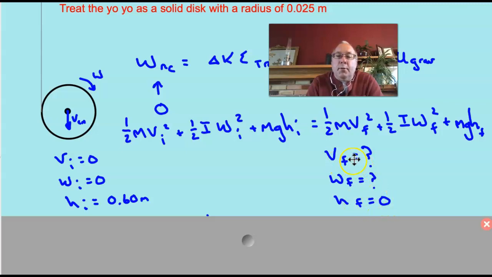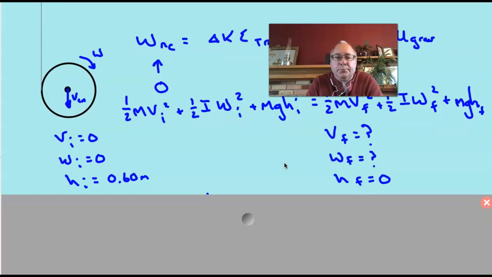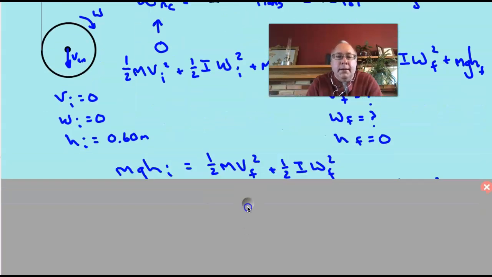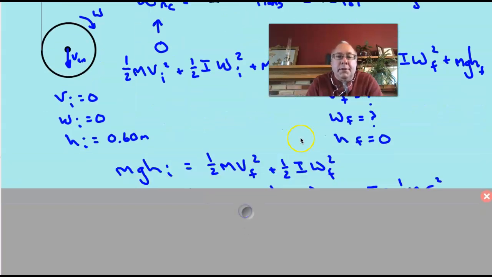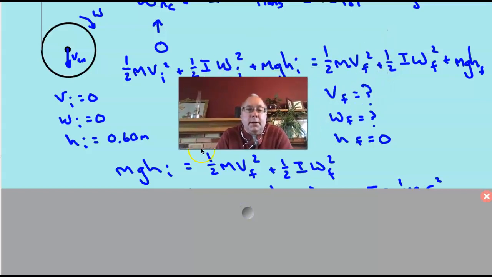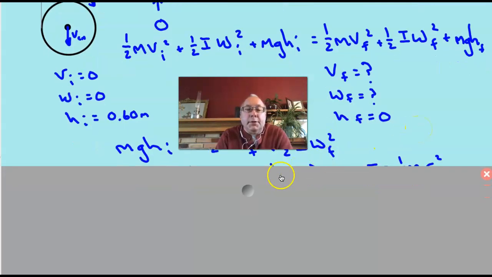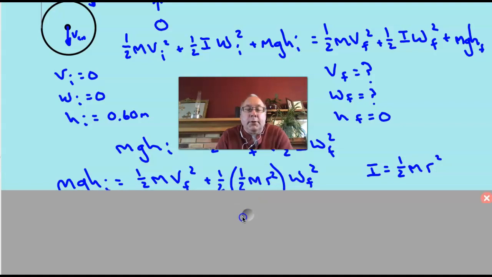The question might be, what's the final velocity? And what's the final angular velocity? So how can we get there? As you can see, it's not too bad in terms of substituting these variables in. We're only left with potential energy in the beginning and the two forms of kinetic energy at the end, at the point that we're interested in. So not much different than what we did with conservation of energy.